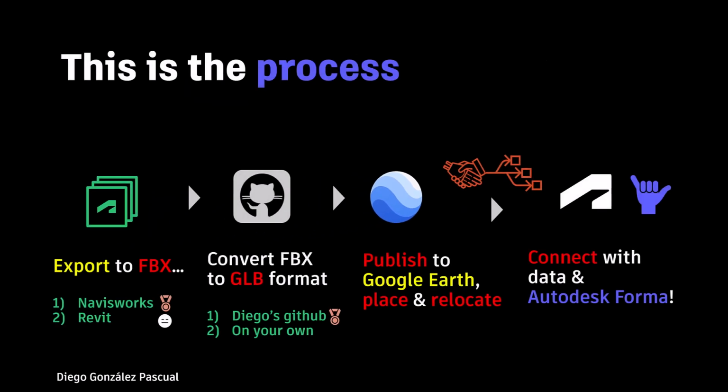So this is the actual process we're going to see. First of all, you need a BIM model that you can export to FBX. My recommendation is using Navisworks. Then convert the FBX to GLB format. Then publish this GLB on Google Earth, and place, relocate, and add more data and connections with Autodesk Forma.